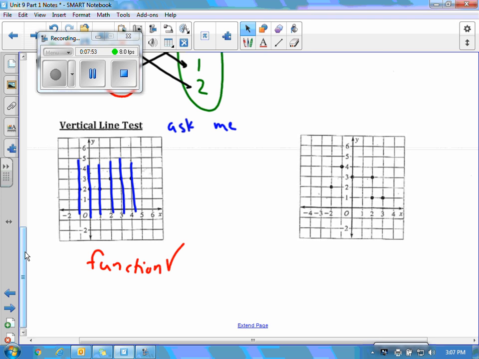Now if you look at the second example, if you draw vertical lines, I've got 1 point, 1 point, 1 point. When I get here, I've got 2 points on the same vertical line. So that makes this not a function.